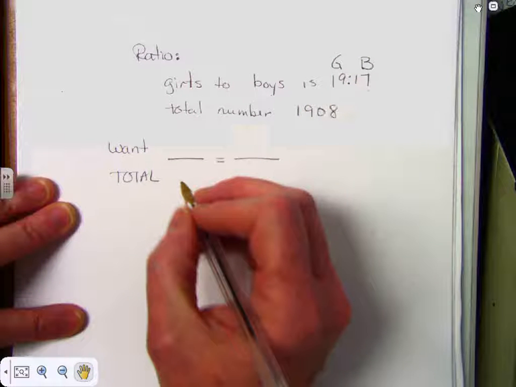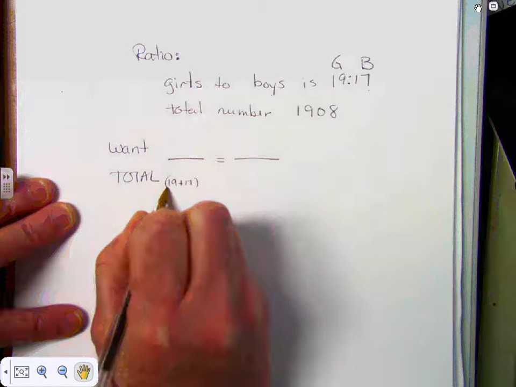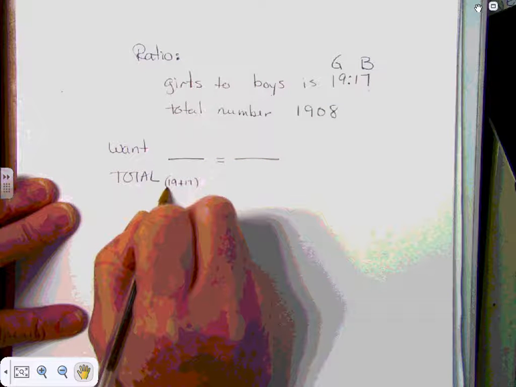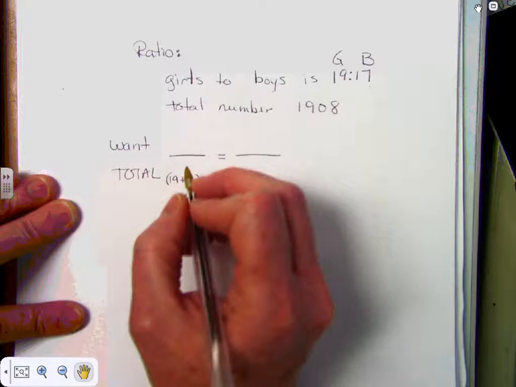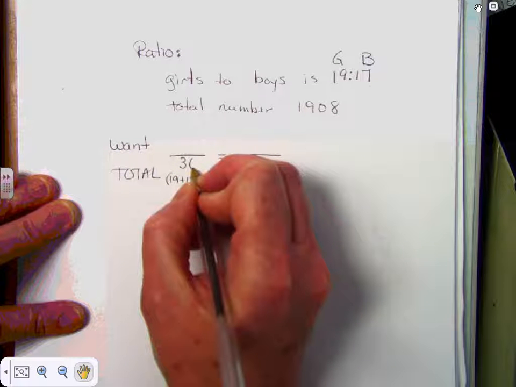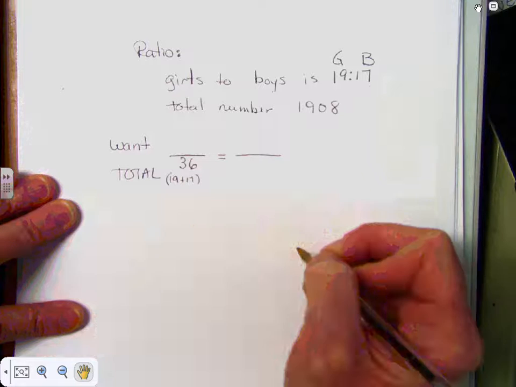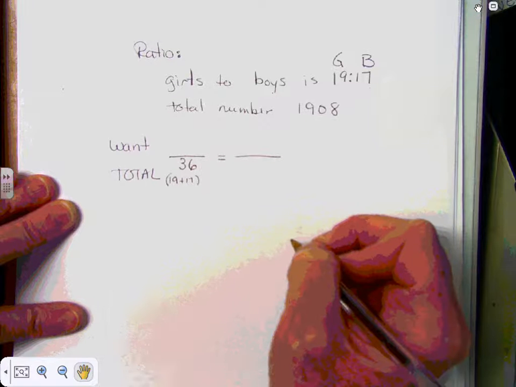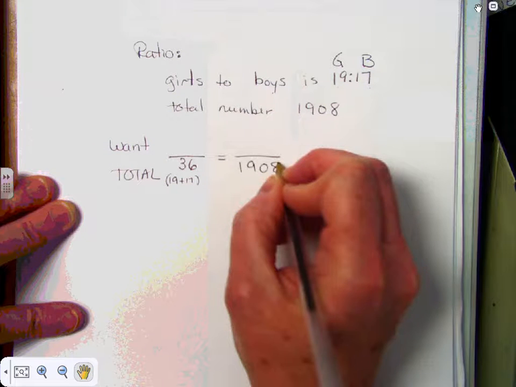So just for my own understanding, I'm going to put 19 plus 17 in parentheses underneath here. But how much is that if you add it together? 36. Okay, so the total combination of the ratios came to 36, right? Do we have a total number of students? 1908, right? So that goes in the other denominator.